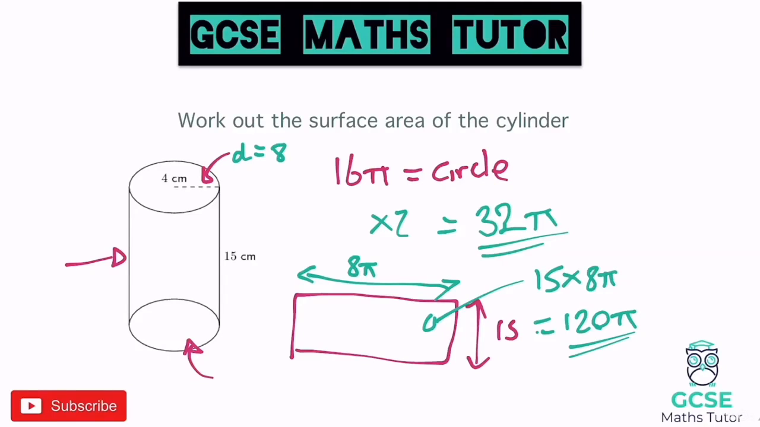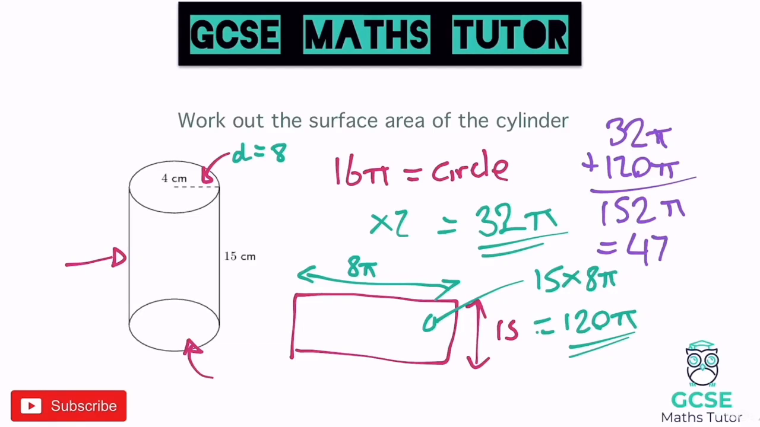All we've got to do to finish this off is add these 2 together, so we have 32 pi, add 120 pi, and in total that gives us 152 pi. Again, we could just write this as a decimal, but 152 pi comes out as 477.5 to 1 decimal place centimetres squared for surface area, and there's our final answer. So you just got to remember, you obviously got the circles top and bottom, and then to work out the area of the curved part, you need to think about that circumference there being the length of the rectangle.